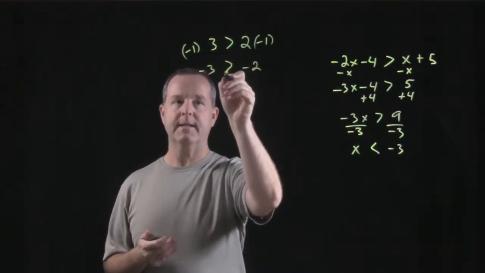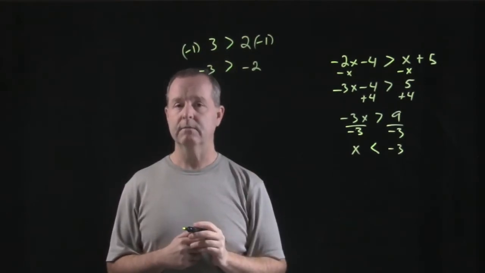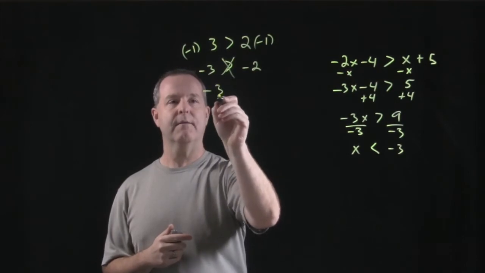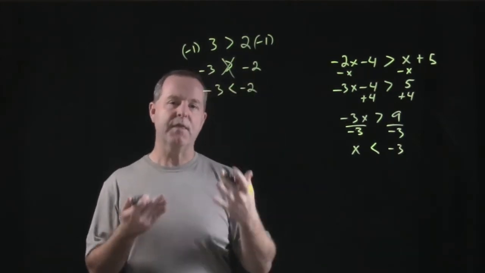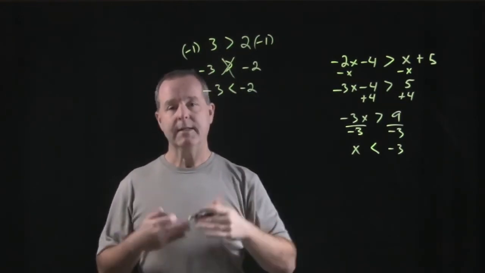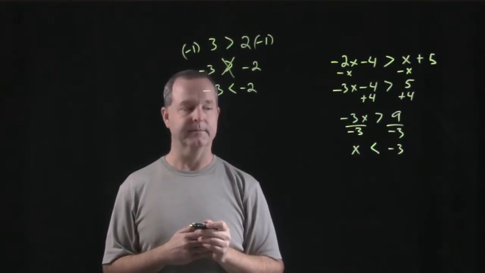If the sign maintains in the same direction, is negative 3 greater than negative 2? No. We know that's not true. We know that negative 3 is less than negative 2. So when you think about multiplying or dividing by a negative, I want you to come back to this example to help you remember that you must reverse the inequality sign.